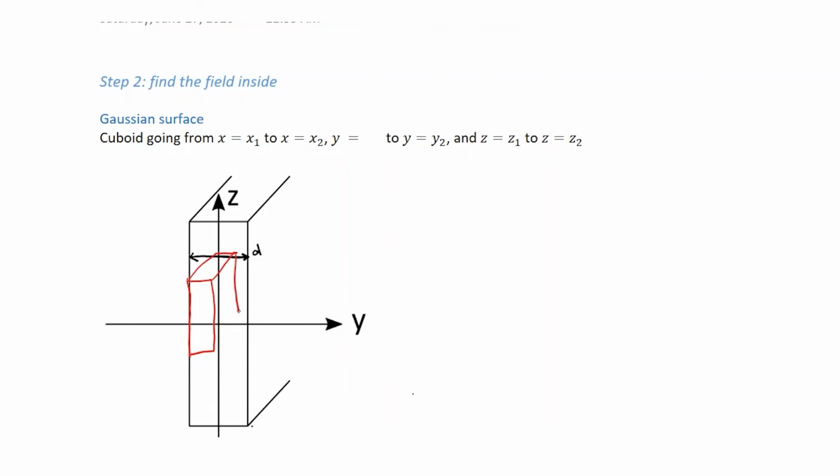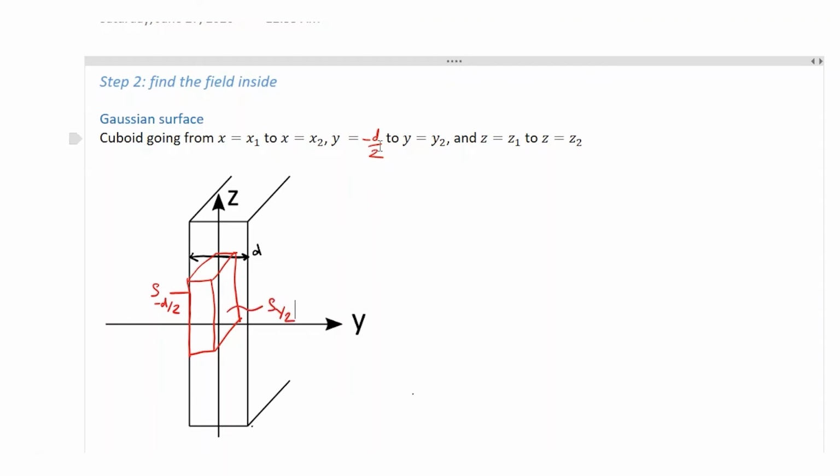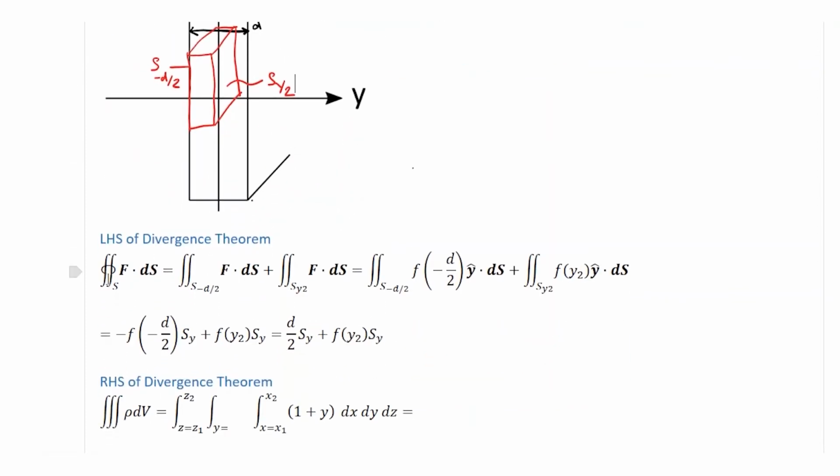So something like this. Our y for this cuboid, which is the Gaussian surface, is going to go from negative d over 2 up to some arbitrary y2, which is inside of the slab. So this would be y2. This way, here's what we have for the flux integral.